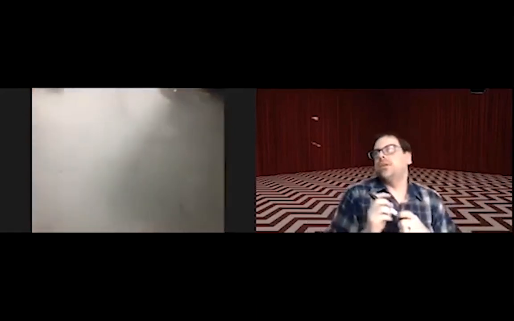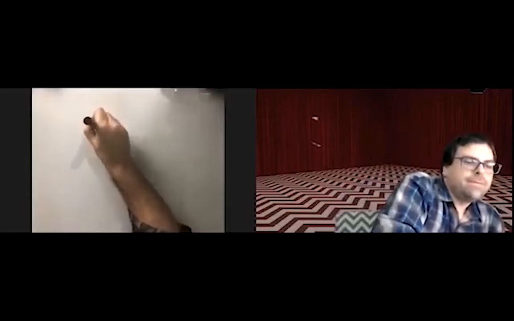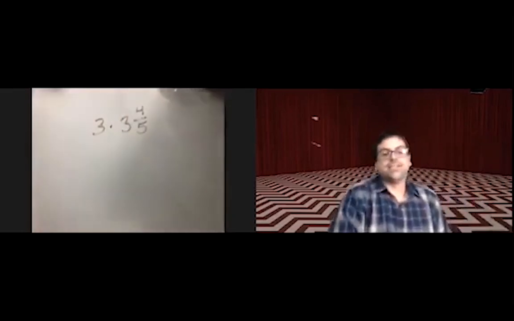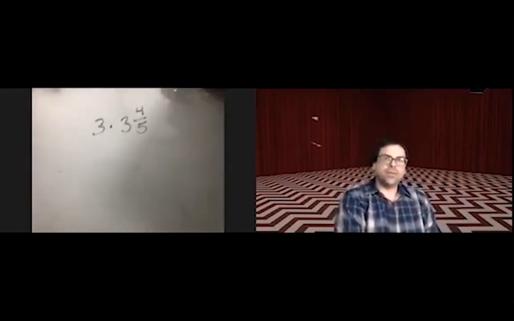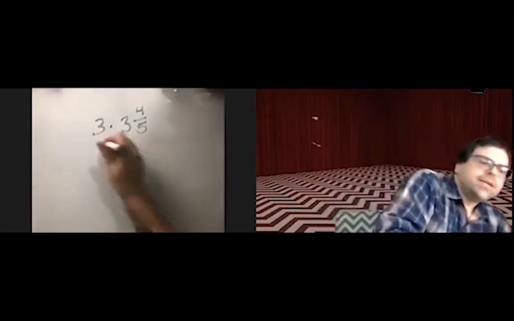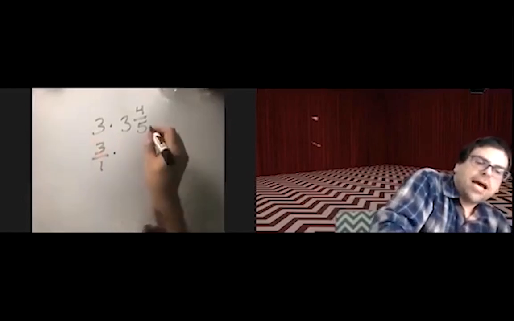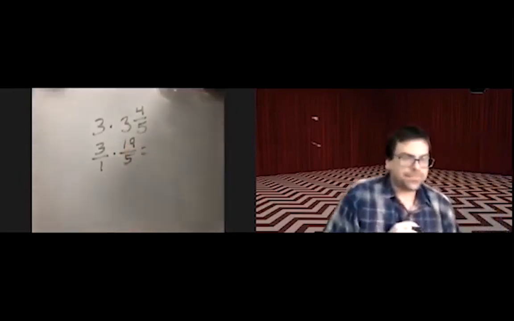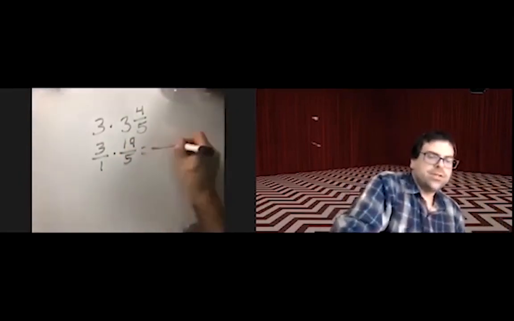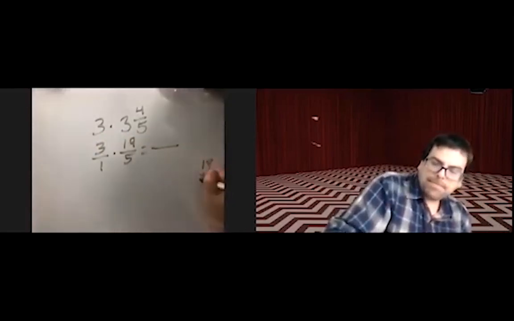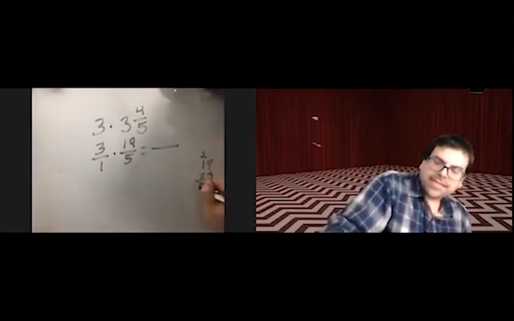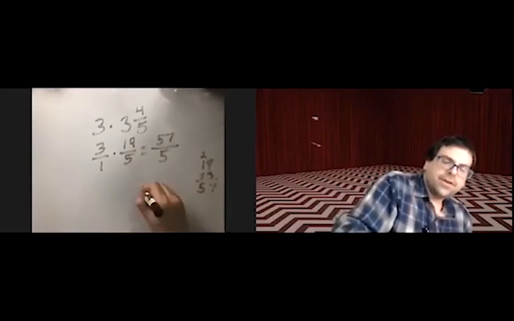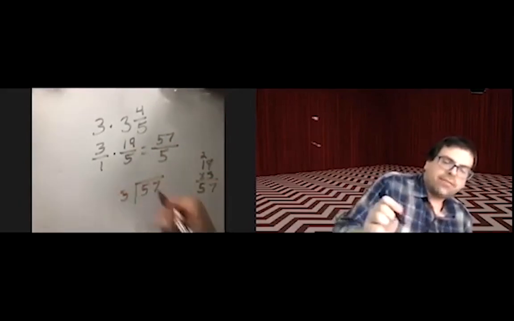Let's take a look at this one. 3 times 3 4/5. And no, it is not 9 4/5. This is 3/1 times 15 plus 4 makes 19/5. So on the top, we need 3 times 19. That's 57. On the bottom, 1 times 5 is 5. And then we divide. 57 divided by 5.